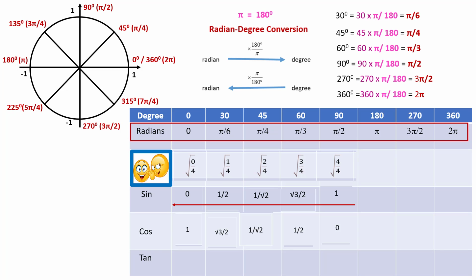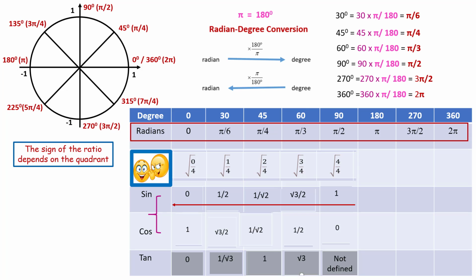Now we have tan theta, which is equal to sin theta by cos theta. Just divide them. Divide sin by cos and write down the answers. We have 0 by 1 will be 0. 1 by 2 divided by root 3 by 2 will be 1 by root 3. 1 by root 2 divided by 1 by root 2 will be 1. Root 3 by 2 divided by 1 by 2 will be root 3. That is, tan 60 will be root 3. Divide 1 by 0 for tan 90. We know that 1 by 0 is not defined.